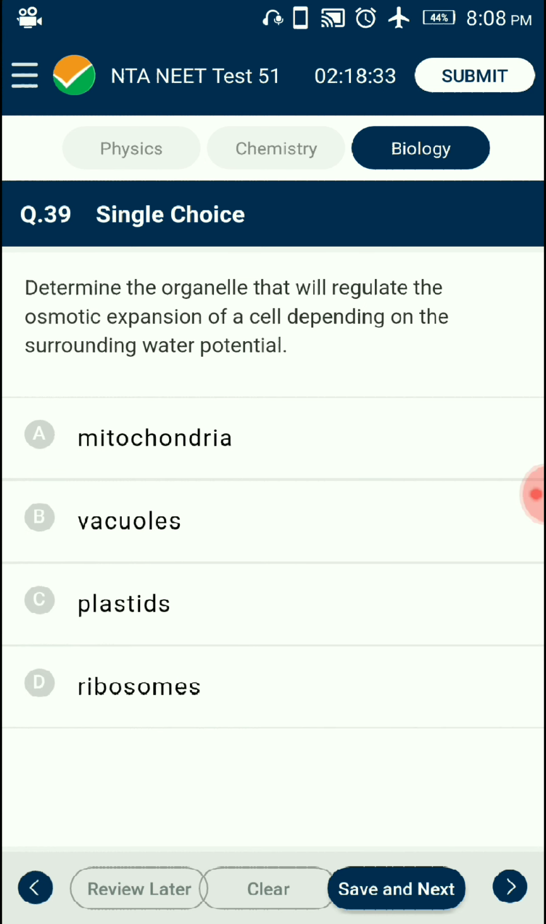Question number 39. The organelle that will regulate the osmotic expansion of a cell depending on the surrounding water potential. Vacuoles are large organelles found in plant cells. Vacuoles have a membrane, generally called the tonoplast, that surrounds it. This organelle helps the plant cell with storage of plant products and also water. Since it can store water, it provides structural support to the cell and also regulates osmotic expansion and contraction. So the answer is option B, vacuoles.